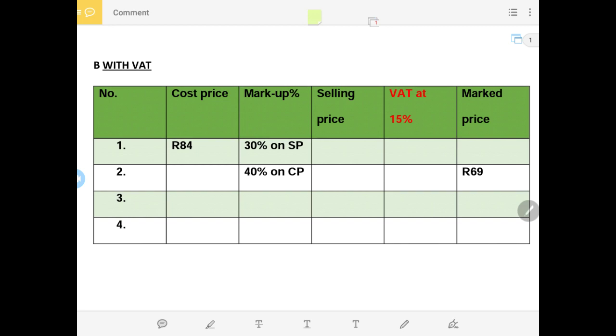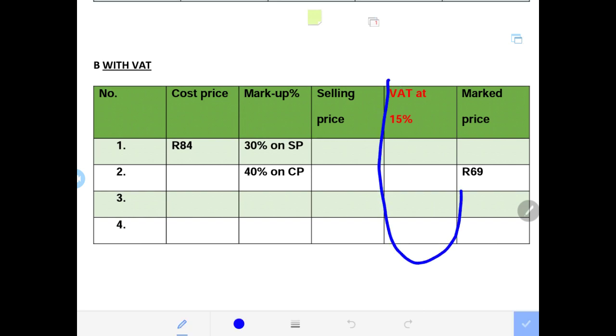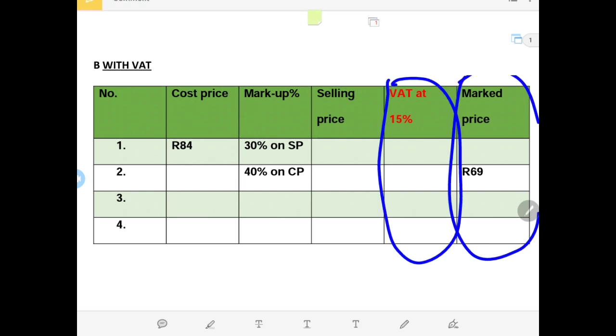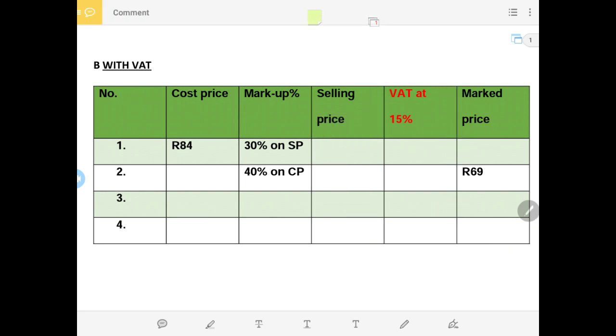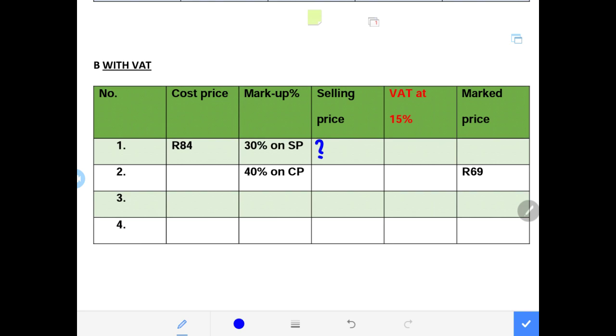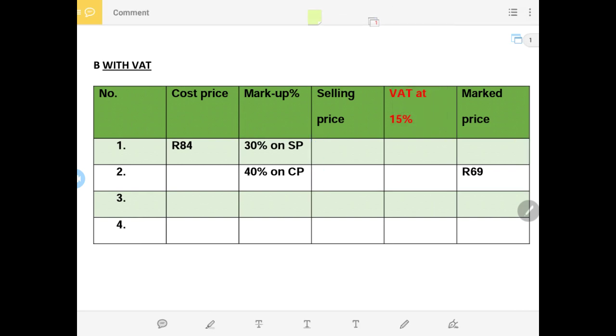Continuing from the previous recording on cost price, markup percentage, selling price. Now we are including this column of VAT and the marked price. I just did not write them, but you can see there's blank space, that's where we need to fill in the blank. For this one, I just decided to only do two, but in the textbook, there are 4 scenarios on page 120 of the practical accounting textbook.